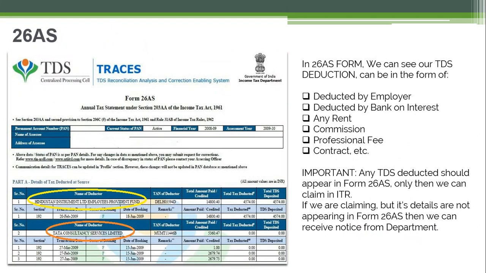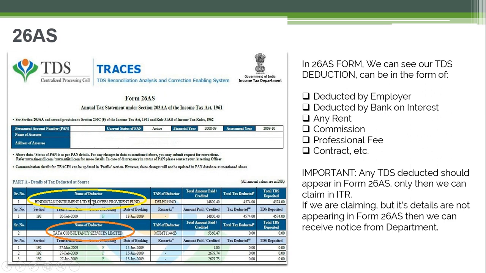And this was about form 16, which will give you the exact details that are required to file an ITR. Now we have another form, that is 26AS. So we can see our TDS deductions in 26AS. That can be in the form of tax deducted by the employer, deducted by the bank on interest, or on any rent, commission, professional fee, or if you are into contract work, etc. So this form will give you all these details.